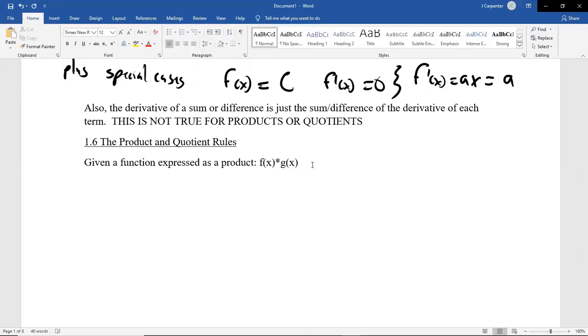So if your function, I'm not saying the function is f of x. I'm not saying the function is g of x. I'm saying the function, I'm going to think about it as a product of one thing and another thing. So I'm thinking about the function as a product of two functions, kind of. So given the function expressed this way, its derivative would be.